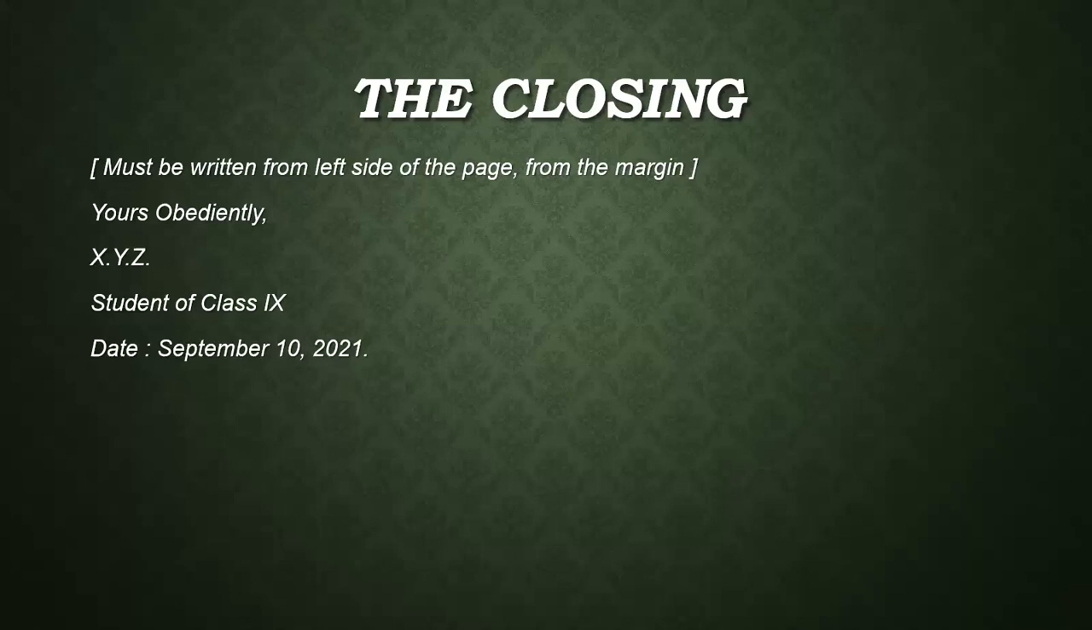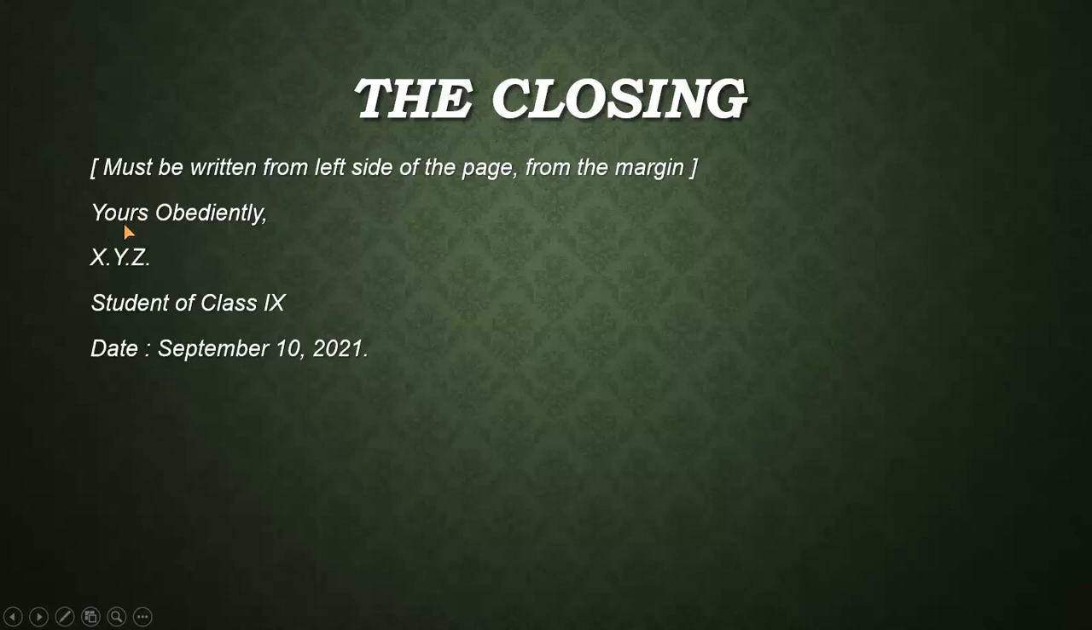Now we come to the closing part of the application. This is actually the last part of the application. Yours obediently, comma. I have told you that we are not writing thanking you here because we have already written the thanks in the form of a statement. So please be very careful that we are not writing any word like thanking you. We just start the closing part with yours obediently. Now you must remember that there is no apostrophe in between your and s.